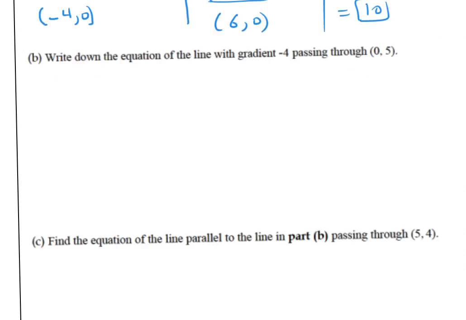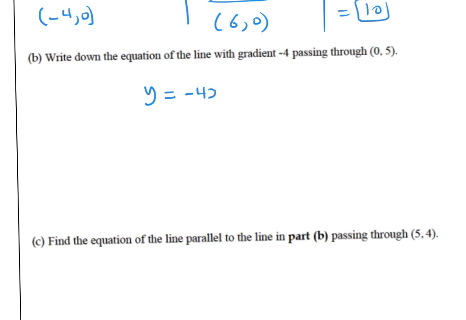Now for part b, write down the equation of the line with the gradient negative 4, passing through the point 0, 5. How to write the equation for the line? They already said x is 0. So we already have the y-intercept, and we already have the gradient. So the equation for the line? y equals negative 4x plus 5.